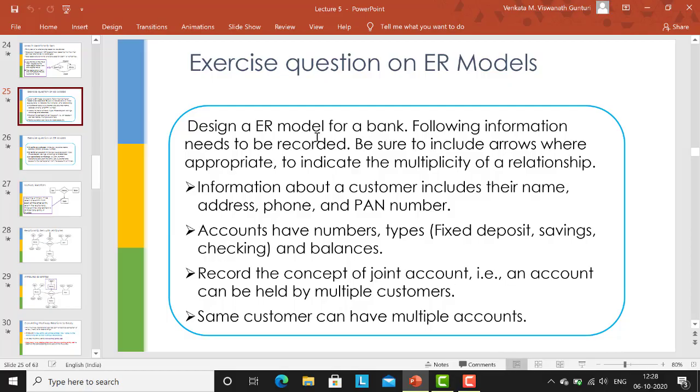So here the application is of bank, and you have some concepts such as there is a customer, and then a customer has attributes such as name, address, phone number, pan number, and so on. And then accounts have types, balances, right? And people will hold accounts. You can have a joint account, right? In case of a joint account, an account is held by multiple customers, right? So you have concepts like this, and then you need to draw an ER diagram.